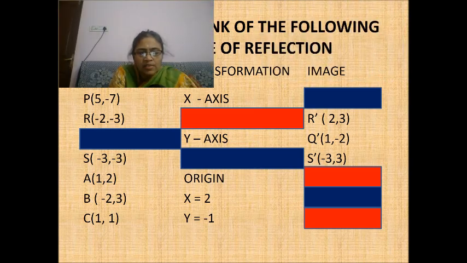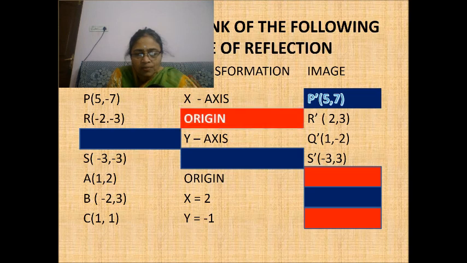In the first step, P (5, -7) and the transformation is in the x-axis. So what will be the image? P' will be (5, 7). Correct. Next, R (-2, -3) and R' is (2, 3). So both the ordinate and abscissa have changed, so it's in the origin. Correct. Next, the y-axis is the transformation and Q' is the image (1, -2).